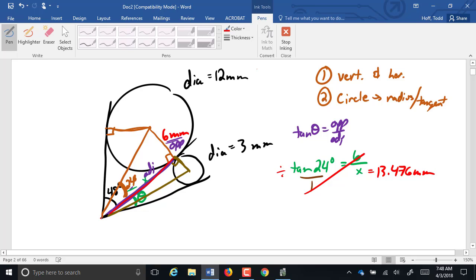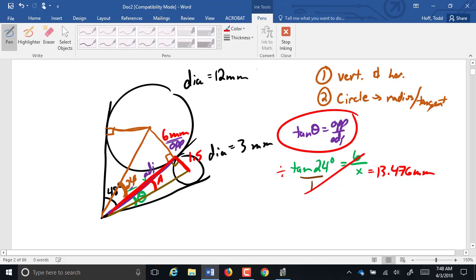So this length is 13.476. Do I know anything else about that triangle? I know this is 1.5. So I have 1.5 and I have 13.476. I can find that angle. I'll call that angle A for now. According to angle A, what sides do I have here?